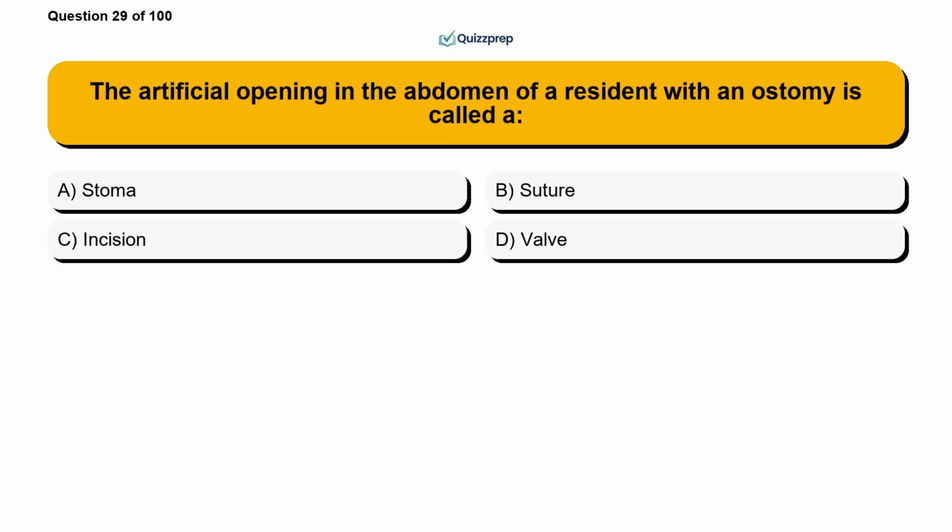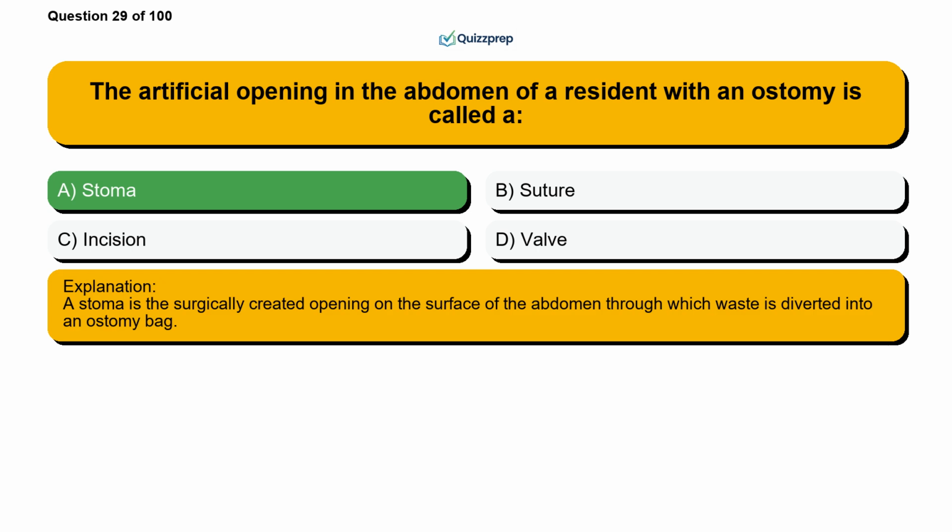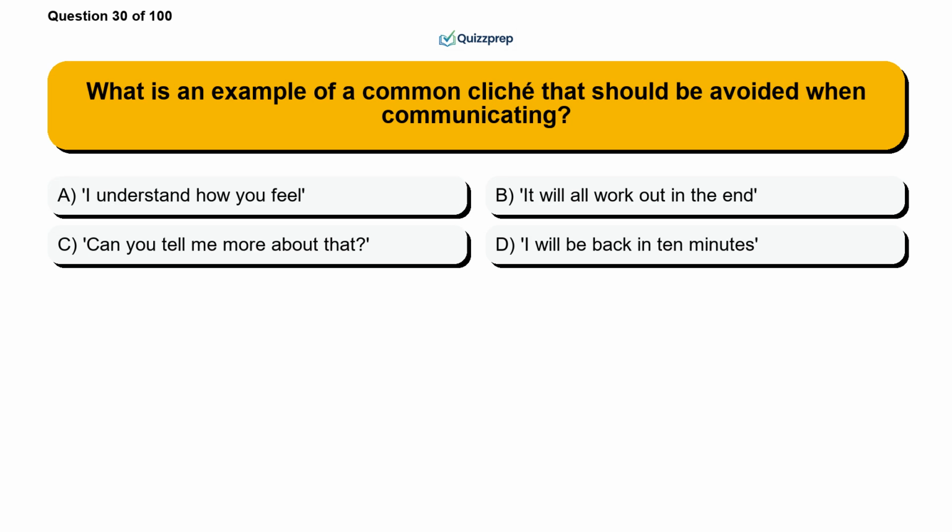Question 29. The artificial opening in the abdomen of a resident with an ostomy is called a: option A, stoma; option B, suture; option C, incision; option D, valve. The correct answer is option A, stoma. A stoma is the surgically created opening on the surface of the abdomen through which waste is diverted into an ostomy bag.